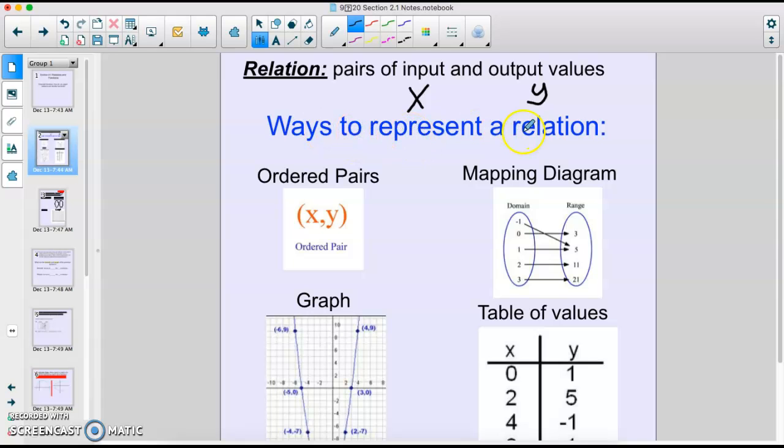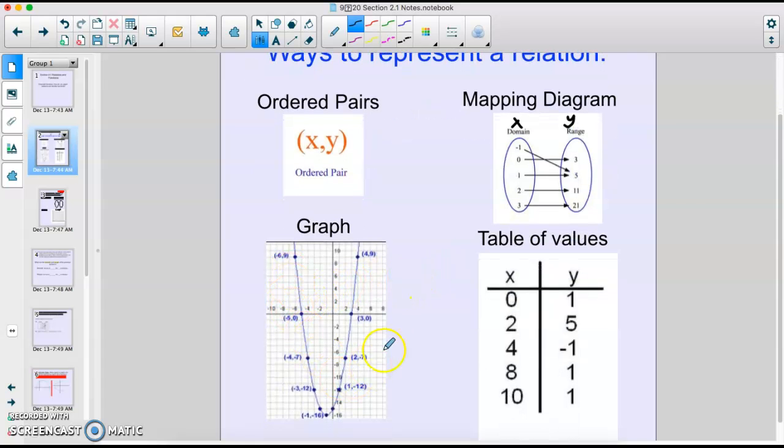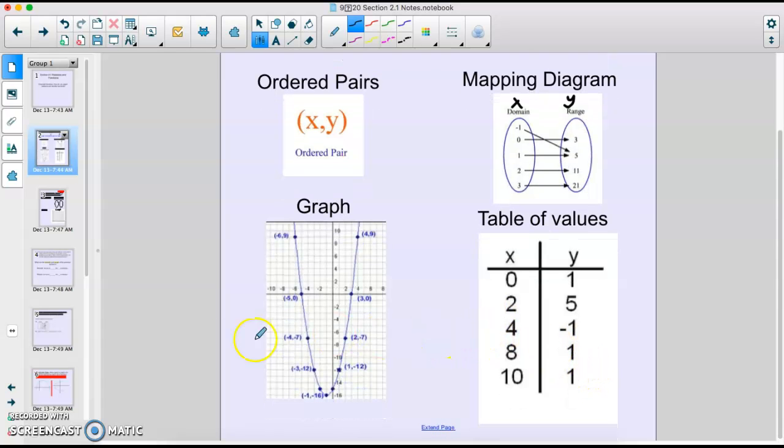Ways to represent a relation: you could do an ordered pair, for example x comma y, so input comma output. You can map it. Here are your inputs, your x's, and here are your y's. So you plug in 0 and you get 3 as an answer. You plug in 2, you get 11 as an answer. You could also represent it in a graph. And you could represent it in a table form. So when you plug in 8, you get 1 for an answer.